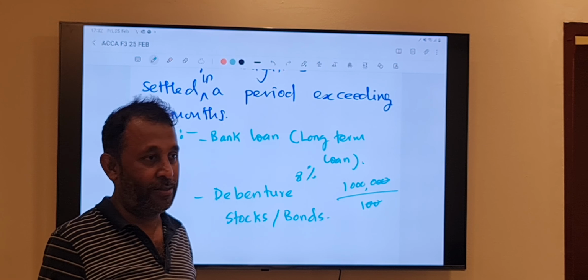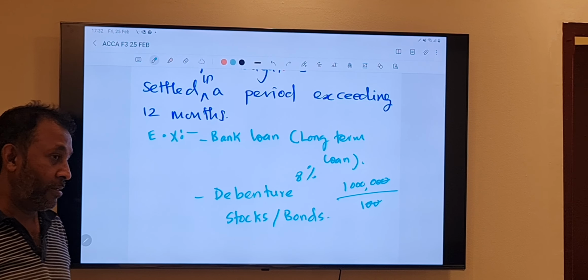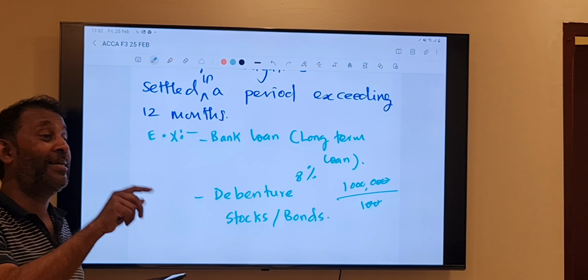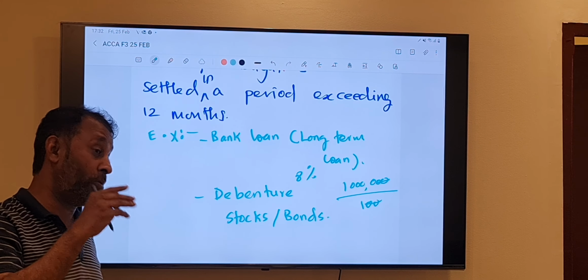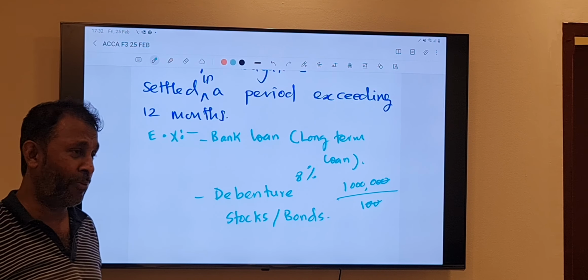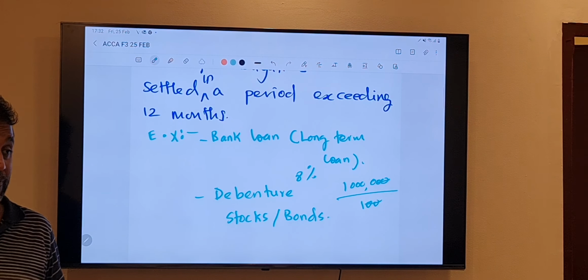So when we say bank loan, long-term loan, it is not only bank loan. Generally bank loan, they are naming it as long-term loan, but you can take long-term loan from some private companies also. Finance company, some trading company, your parent company, your fellow company, possible.